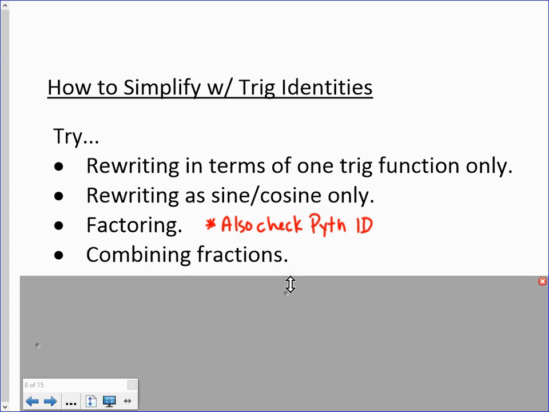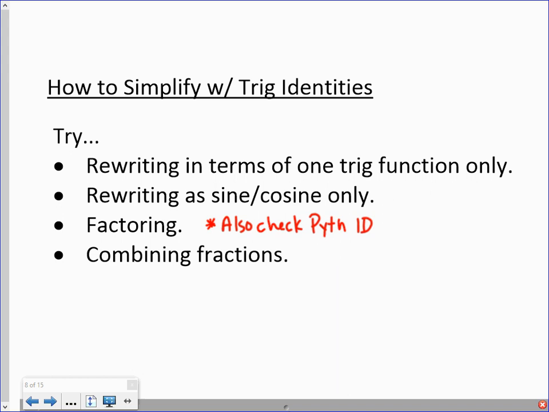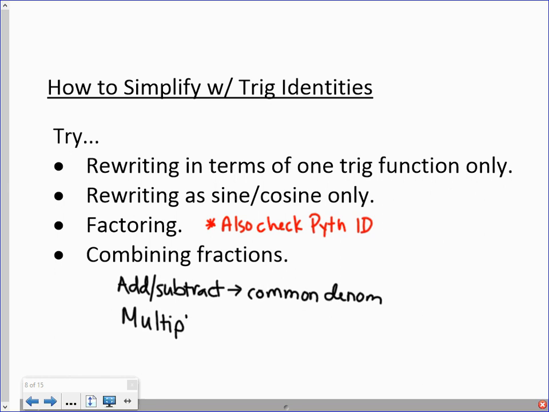And then my last tip is combine fractions. Now, I guess there's two ways to combine your fractions. You could be adding or subtracting them. In that case, you'll need common denominators. Or you could be multiplying them. So in that case, you can cross cancel or reduce.